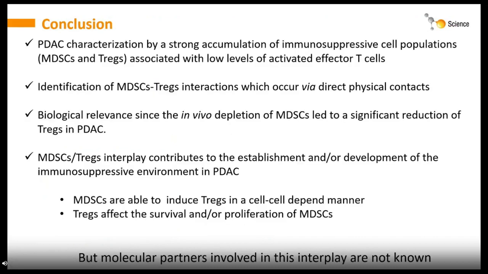So to conclude, PDAC is characterized by a strong accumulation of immunosuppressive cell populations, MDSC and Tregs, associated with low levels of activating effector T cells. For the first time, in a tumoral context, we identified by light microscopy MDSC Tregs interaction, which occurs via direct physical contact. This interplay has biological relevance: the in vivo depletion of MDSC led to a significant reduction of Tregs in PDAC. And a new aspect of our study was MDSC Tregs interplay's contribution to the establishment and or development of the immunosuppressive microenvironment in PDAC.